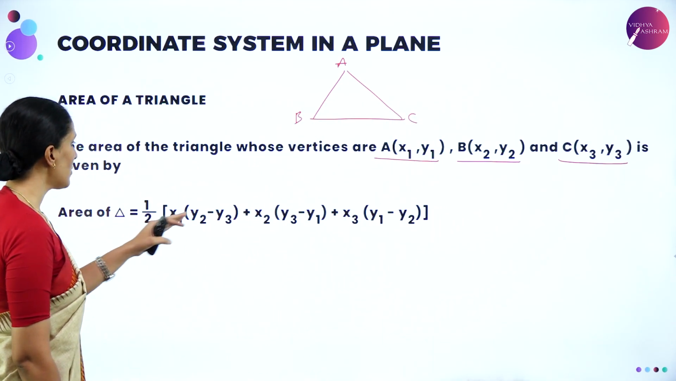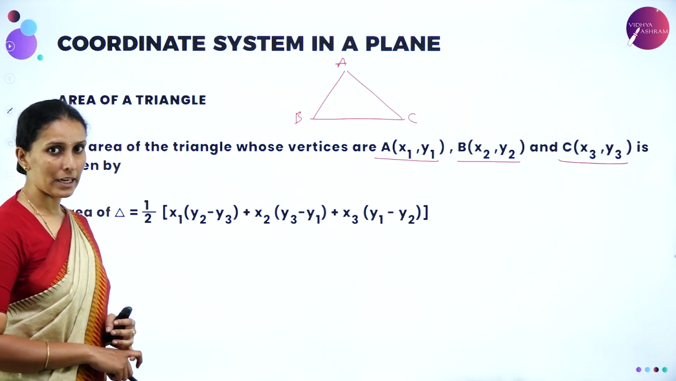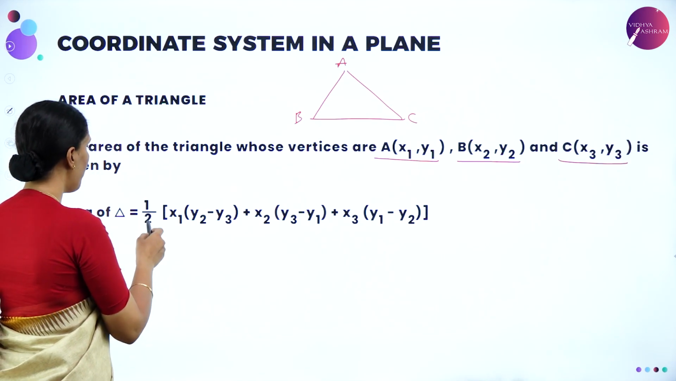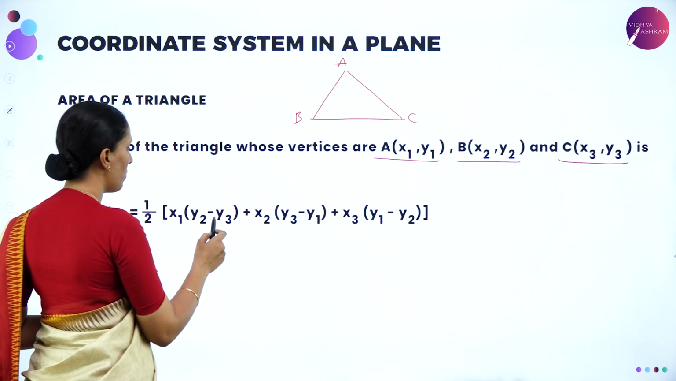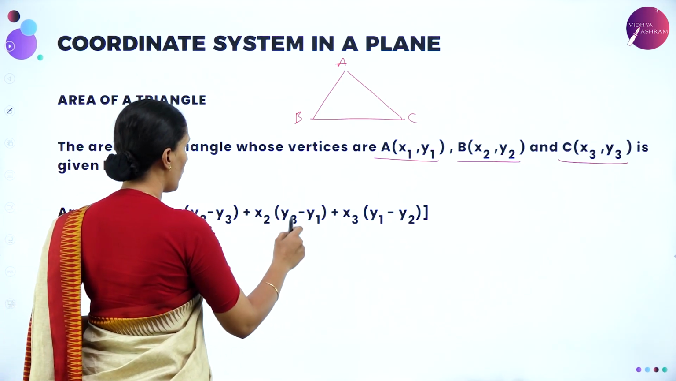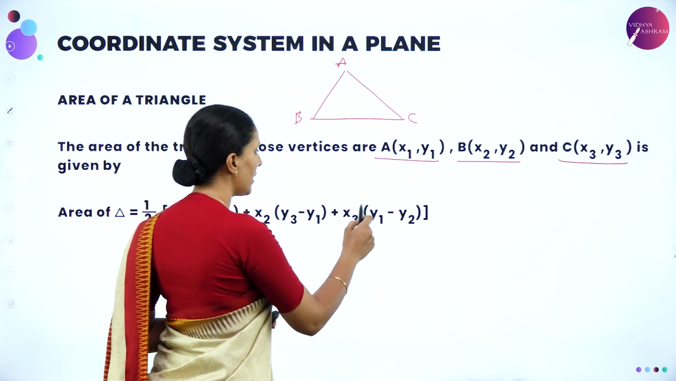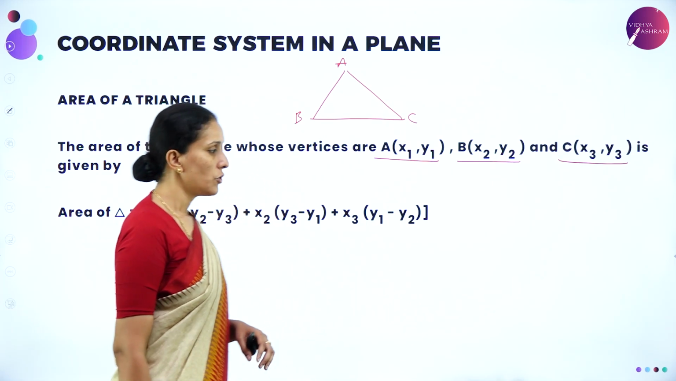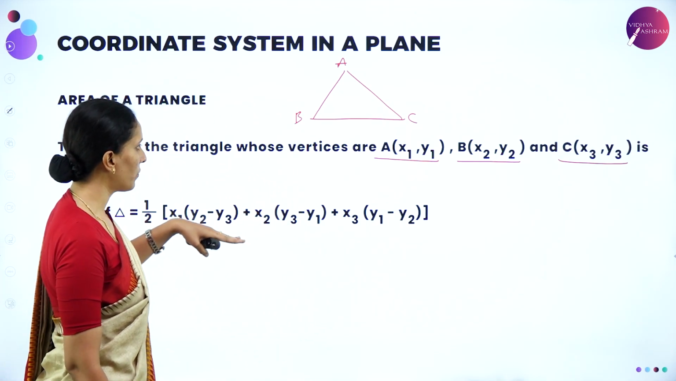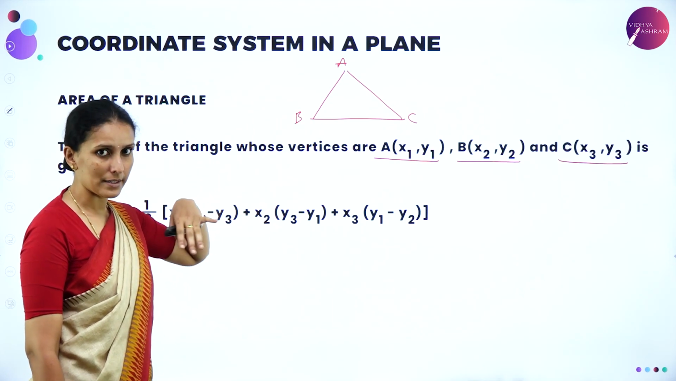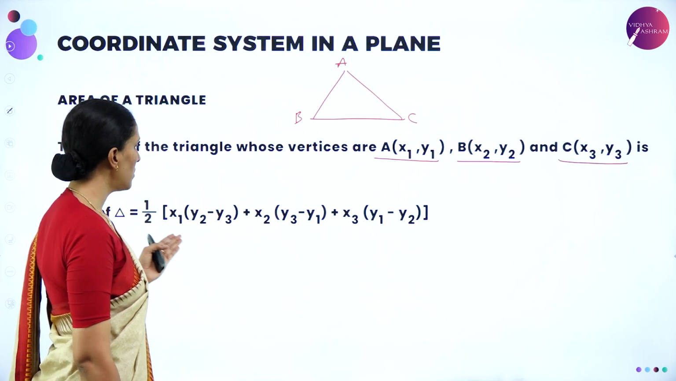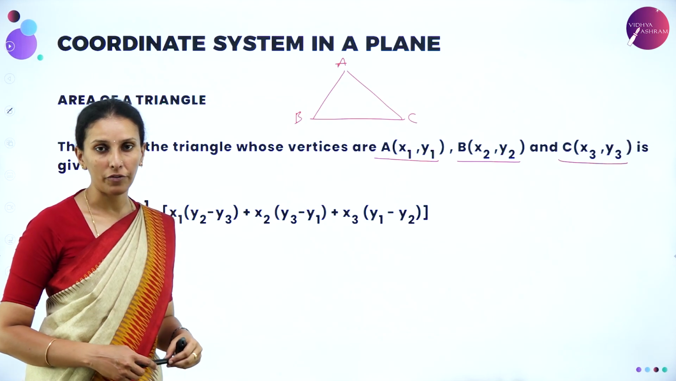here, using this formula we can calculate the area of a triangle, that is half into x1 into (y2 minus y3) plus x2 into (y3 minus y1) plus x3 into (y1 minus y2). So if you know the coordinates of the vertices of triangle ABC, then we can use this formula and find the area of a triangle.